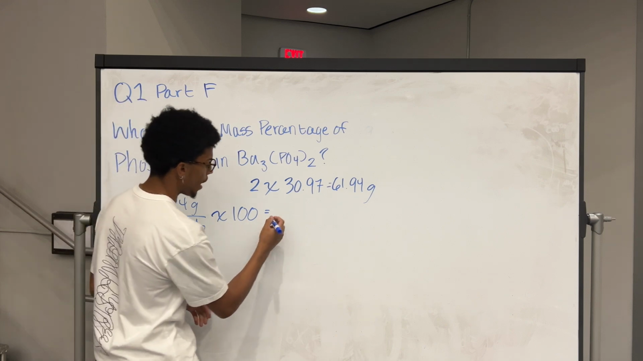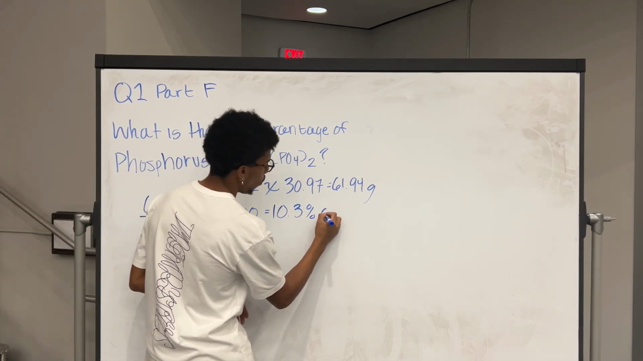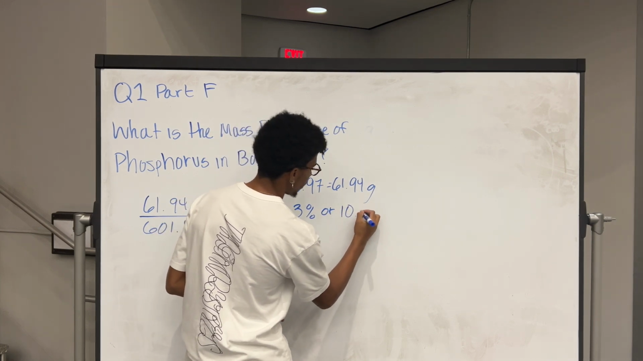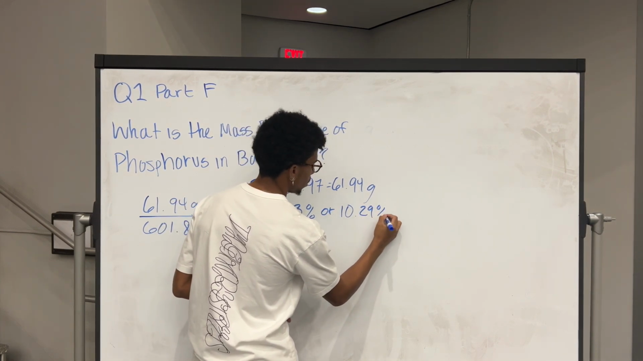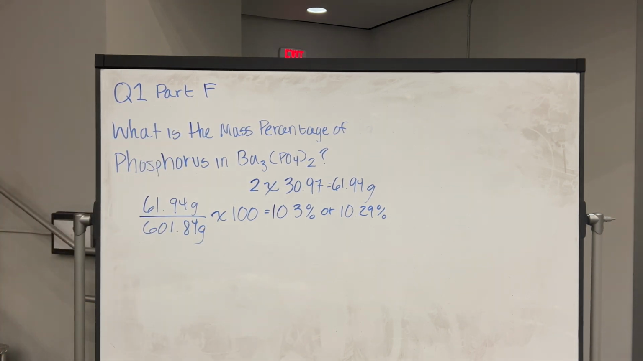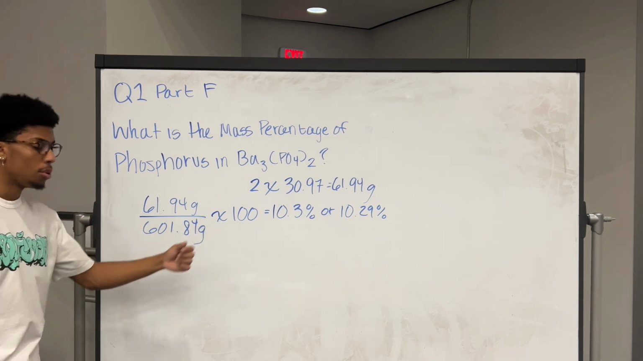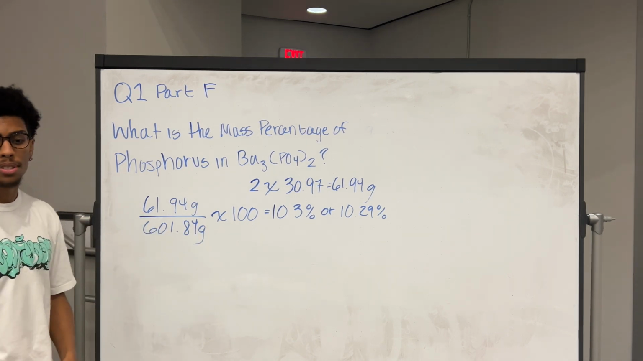And so you could get 10.3%, or you might have gotten 10.29%. Both of these are correct. Again, multiple choice exam. So again, find the part divided by the whole. It gives you a ratio. Multiply that by 100. You're going to get a percentage.